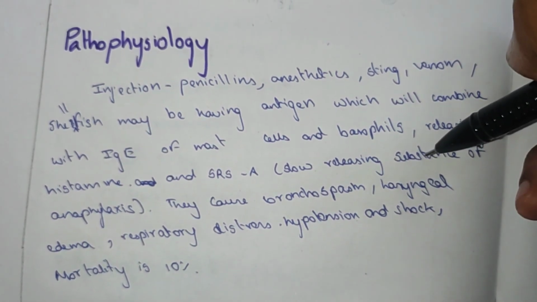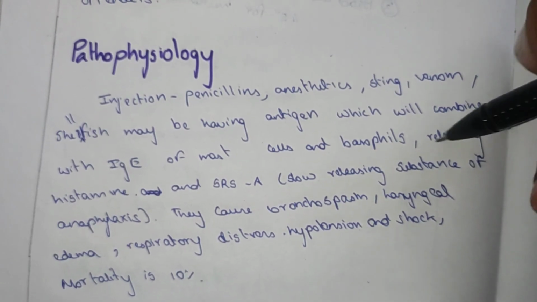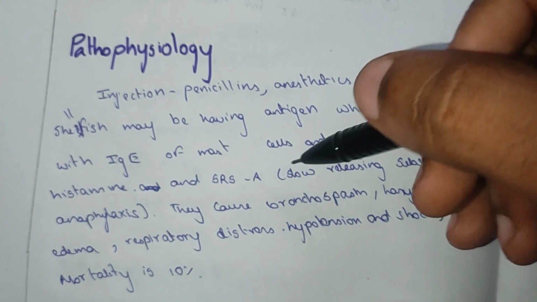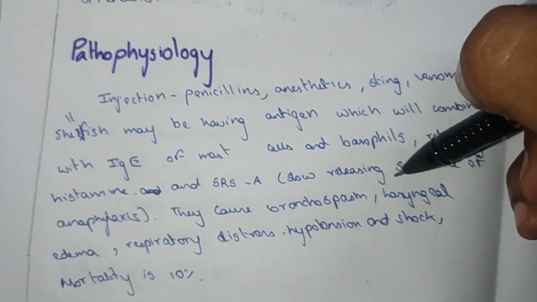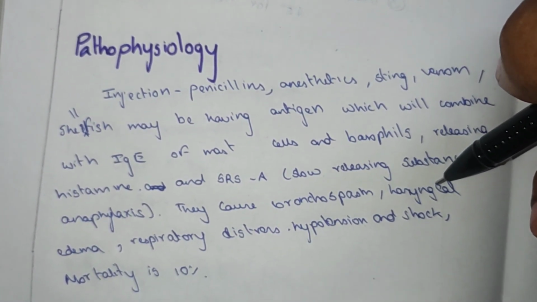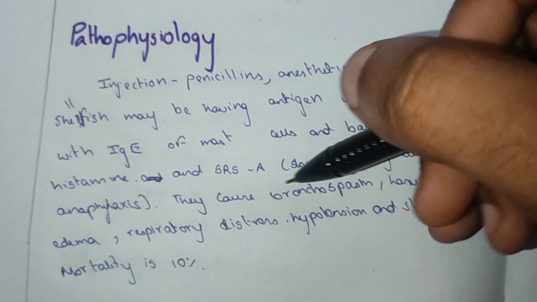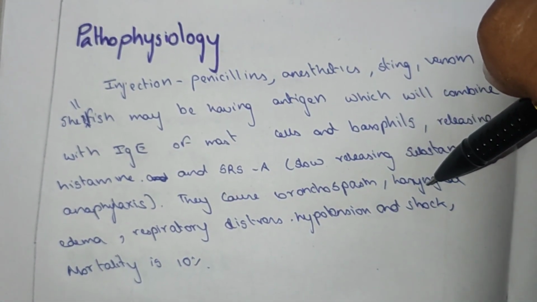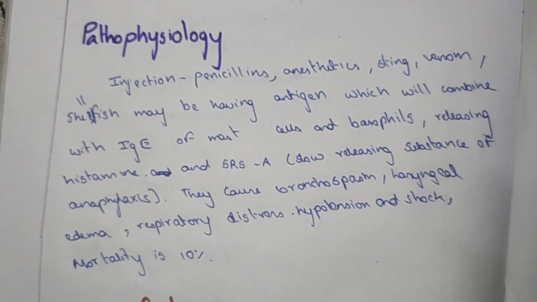After the release of histamine and SRSA, these two substances cause bronchospasm. There is constriction of the bronchus, and edema is seen in the larynx. With respiratory distress, they are unable to breathe. There is hypotension and shock, a decrease in BP. In 10% of the cases, mortality is seen.